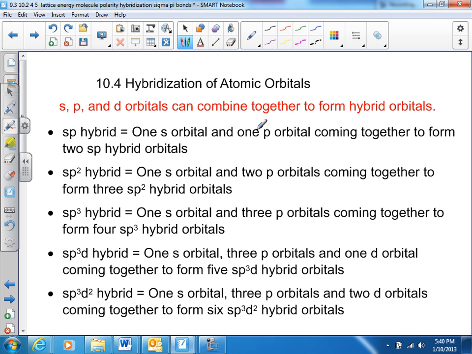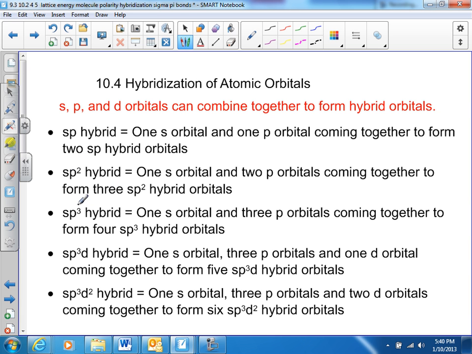And all of this information here is just some background. An sp would just mean an s and a p come together. In sp2, these superscripts tell you how many of each orbital. So 2 p's and 1 s come together to make sp2 hybrids. The number of hybrids you make is found by adding up these superscripts, and that's how many hybrid orbitals there are. So 2 plus 1 is 3 hybrid orbitals.